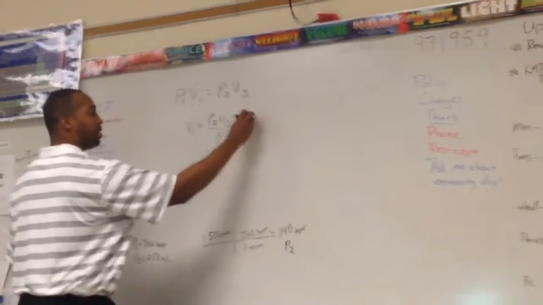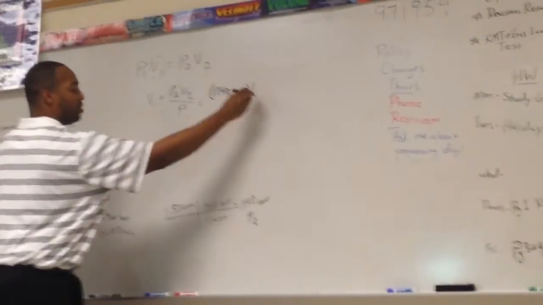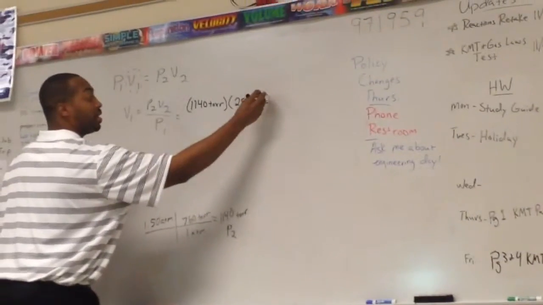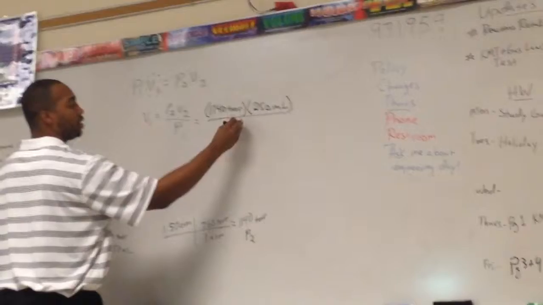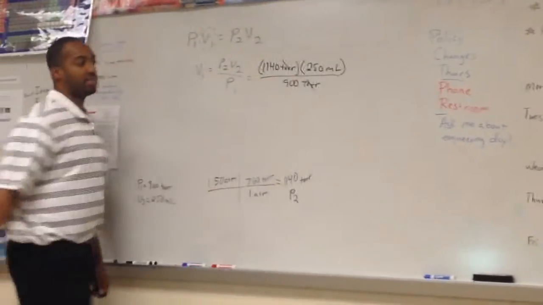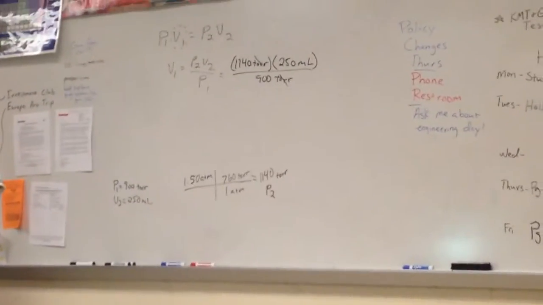My P2 is my 1140 torr. My V2 was 250 milliliters. So we know we're going to get our answer in milliliters over our P1, which is 900 torr. And if somebody could kindly type that in their calculator, that'd be great. Your torrs cancel out, and your answer is going to be in milliliters.